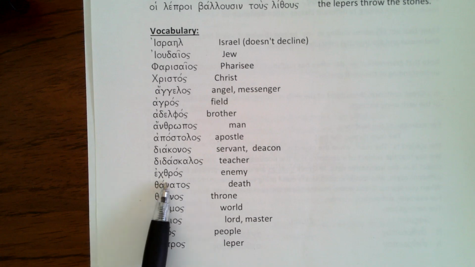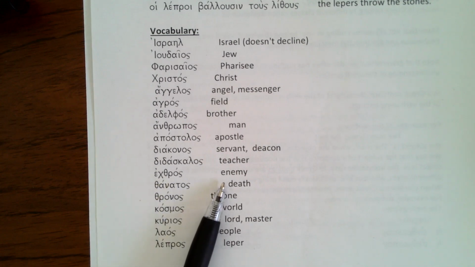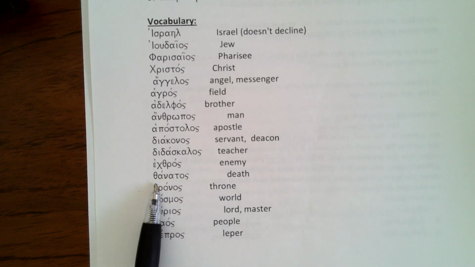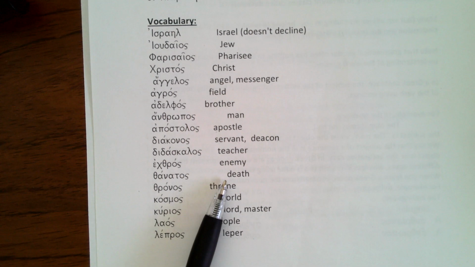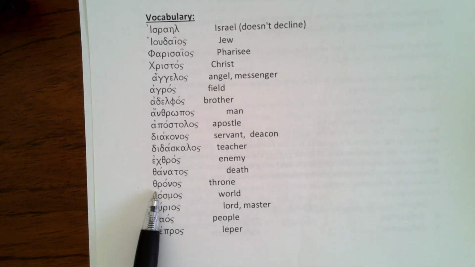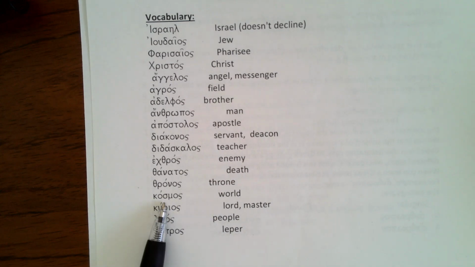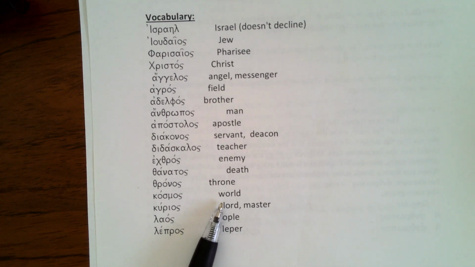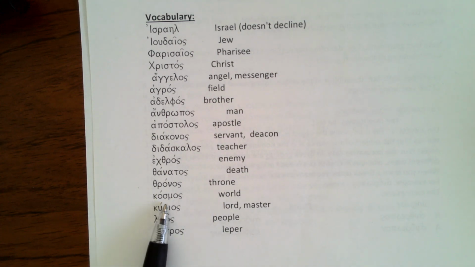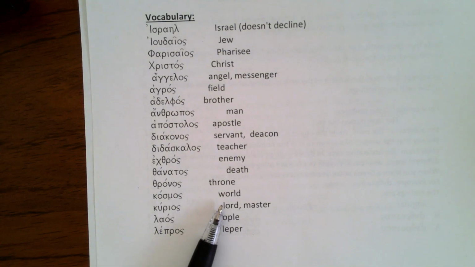Echthros, quite a harsh word, and it means one's enemy. Thanatos, the word for death. Thronos is an easy one. Thronos, a throne. Cosmos, the world. Now, this comes from the verb cosmeo, which means to arrange. So this is the world, but the sense of the ordered world. It's actually cognate with our word cosmetic. So it means to put things in order. There's the sense of it. So the cosmos is the ordered world.